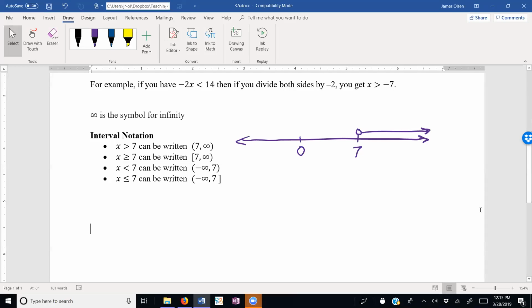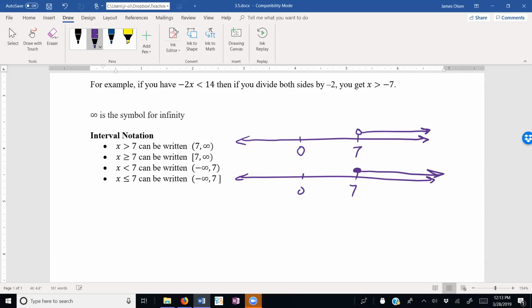The second example is x is greater than or equal to 7. So the second one here is going to be similar. Maybe you can anticipate the difference between the first graph and the second graph. This time we're going to have a filled in circle on 7 and an arrow going to the right, because 7 does make that true. 7 is greater than or equal to 7.